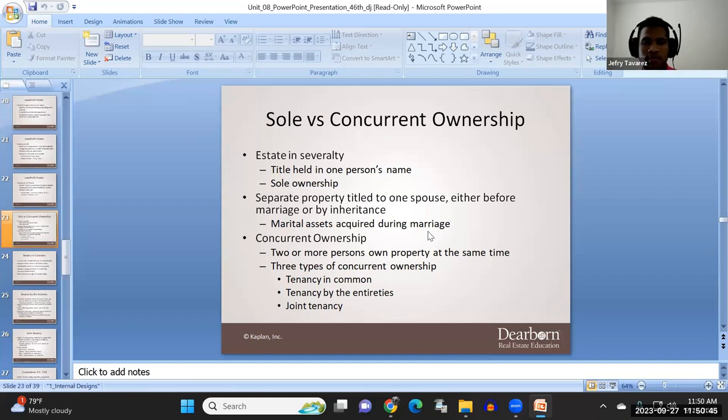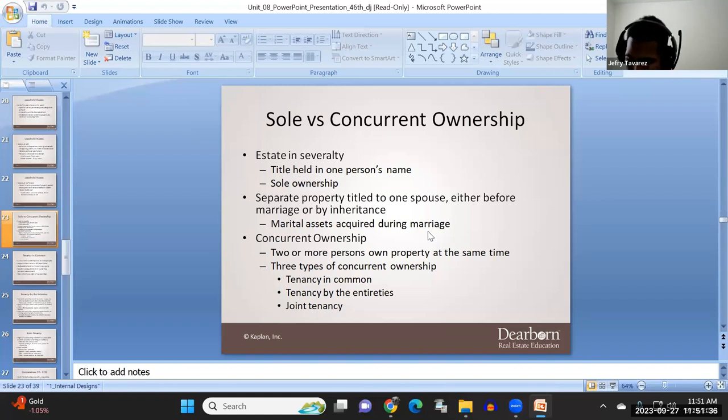So if someone buys a house and they're not married, they're going to have sole ownership on that house, right? Correct. Estate in severality. Yep. But if they buy it while married to somebody, would that not be sole ownership at that point? It could still be sole ownership, but now it's a marital asset and the spouse has interest in it. Oh, okay. So it could be sole ownership, but it can also be a marital asset. Correct. It will be a marital asset if you buy it.